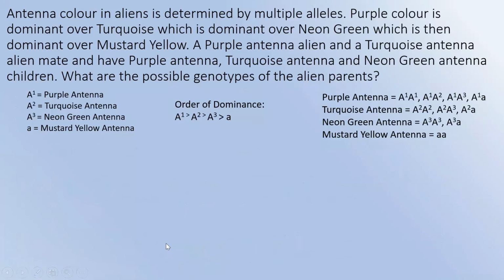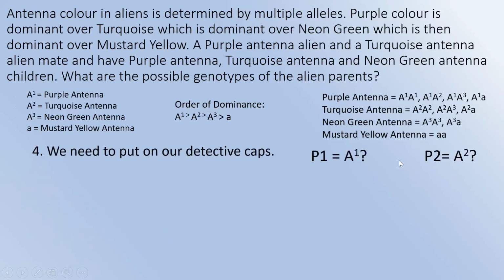Cool, so with that in mind, we're going to take that information and keep it here. This is just the same information written more concisely. We know that parent 1 has an A1 allele and something else. We know that parent 2 has an A2 allele and something else.